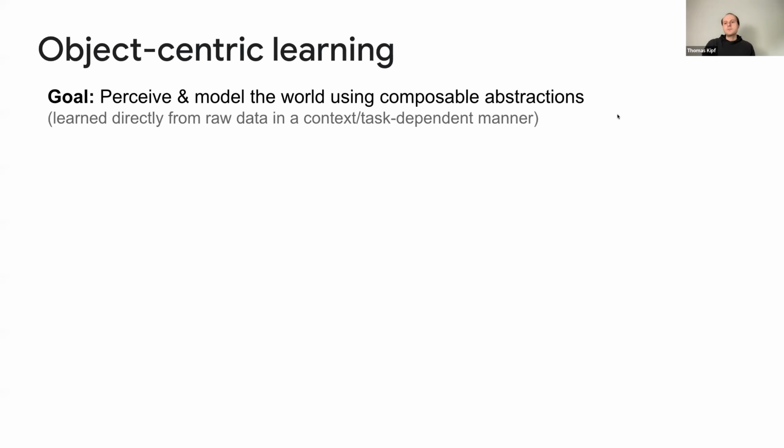I don't think I have to motivate object-centric learning all too much for this workshop, because this is the theme of the workshop today. But just to give my understanding of what we're talking about: in my view, the goal here is really to perceive and model the world using composable abstractions. These should ideally be directly learned from raw data in a context or task-dependent manner. This shouldn't use detailed, fine-grained supervision, but should really be something more like an emergent property.